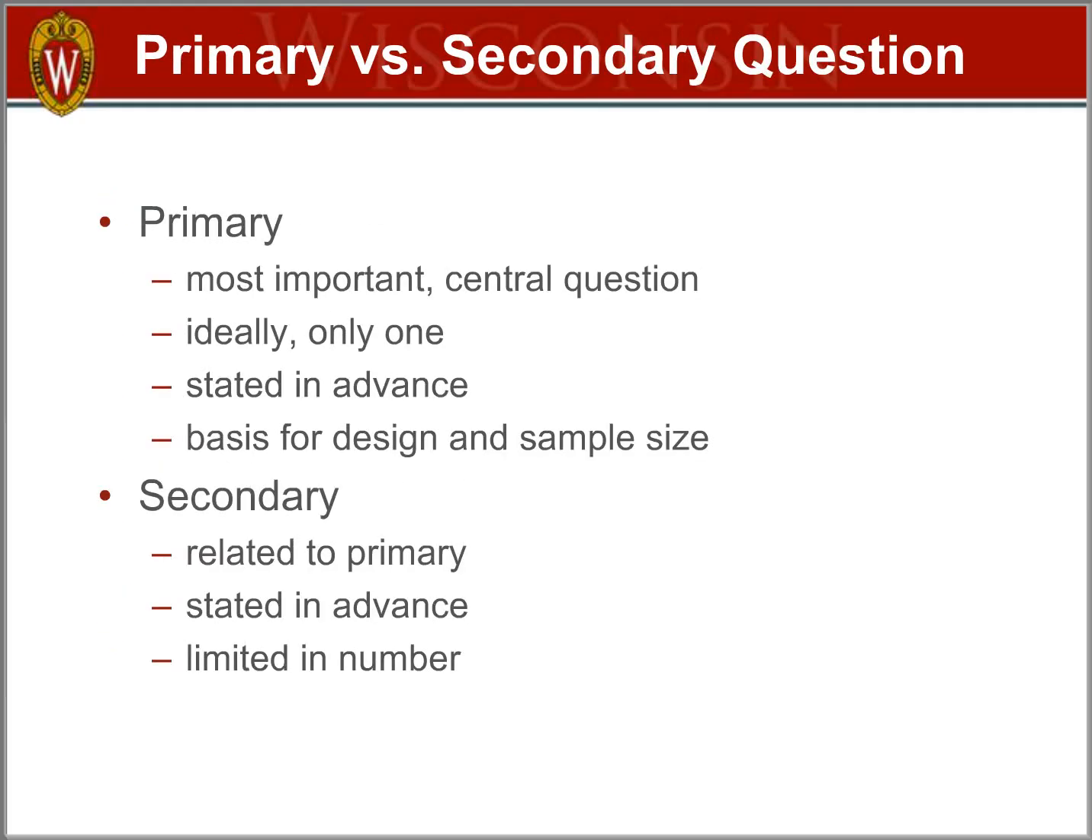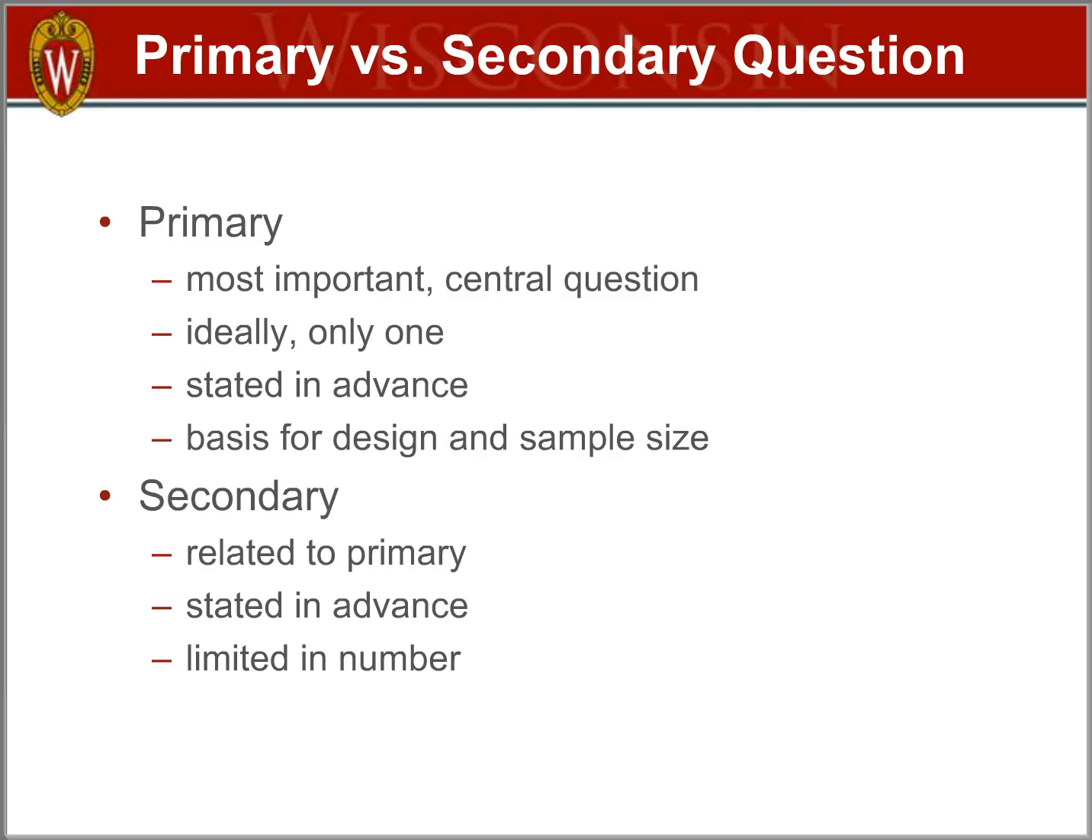We have many questions we'd like to examine in any research enterprise, but in a clinical trial, we force ourselves to prioritize them into a primary question and a secondary question, or a series of secondary questions. The primary question is the one that we feel is the most important central question, the one that we would use to decide whether we're going to use the intervention being tested or not. Ideally, we only want one primary question, for reasons that will be evident as we examine the sample size estimation lecture. We need to have the question stated in advance.